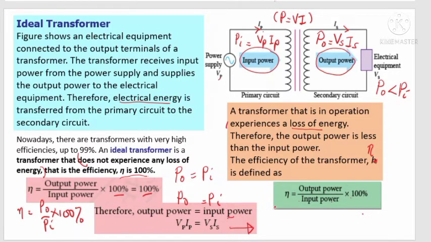If we rearrange, we can get VP over VS equals IS over IP. So you can see the relationship between VS and IS. The higher the induced EMF in the secondary coil, the smaller the current in the secondary coil.